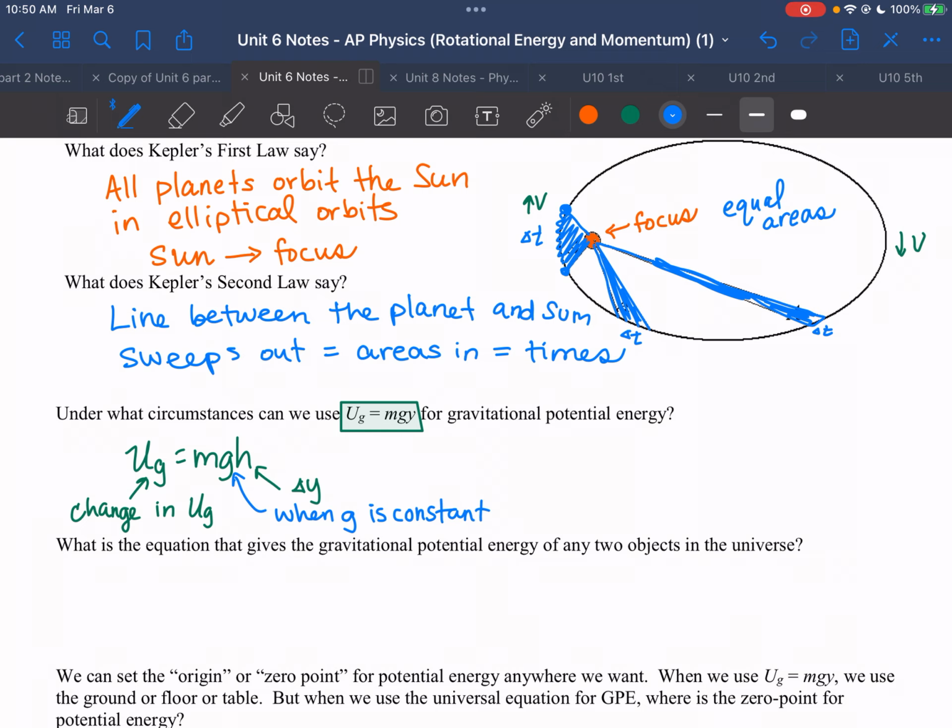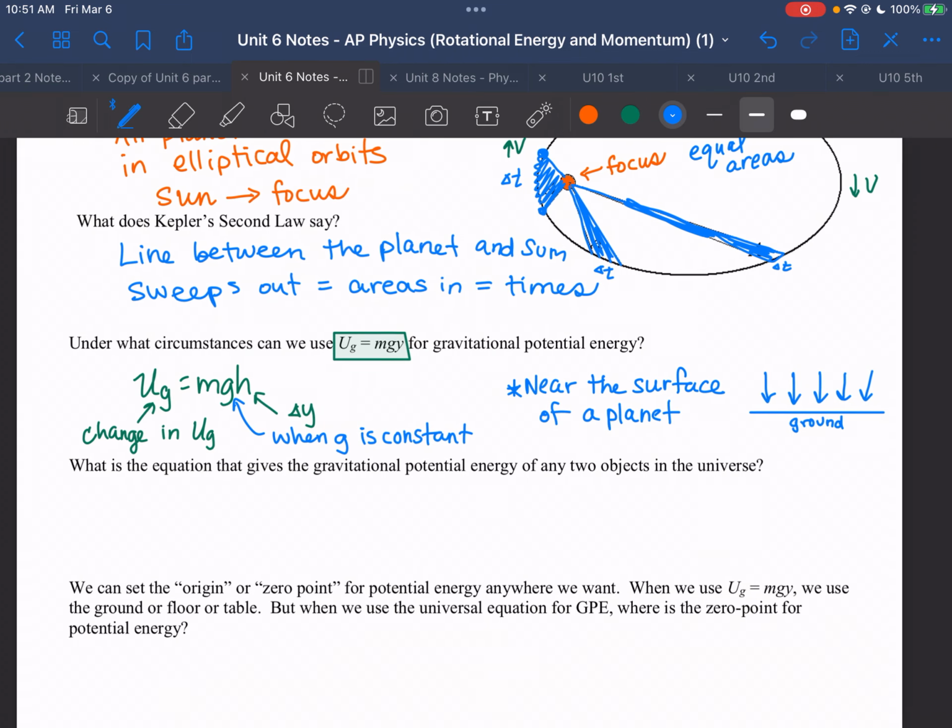So if you are in a constant gravitational field, the question is, under what circumstances can we use this equation? Well, it's really when g is constant. Or another way of looking at this is near the surface of a planet or sun or whatever object we have in our system. If you are really close to the ground, so here's the ground, we have this force of gravity that's pulling down, and it's equal all the way across.